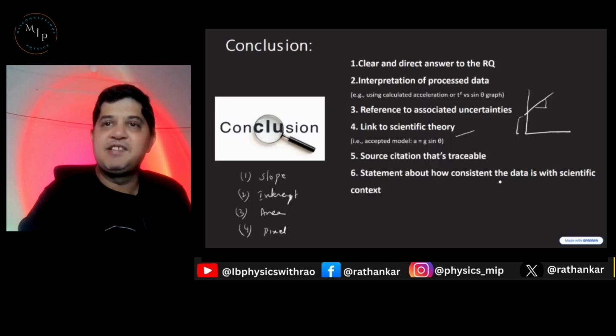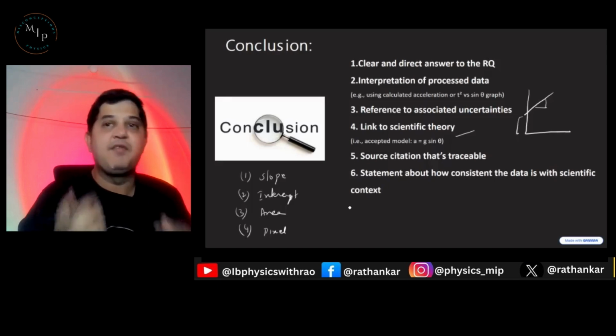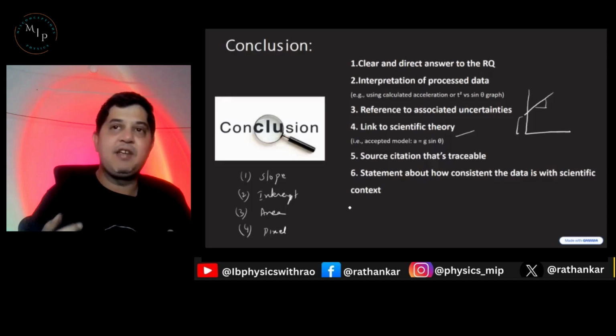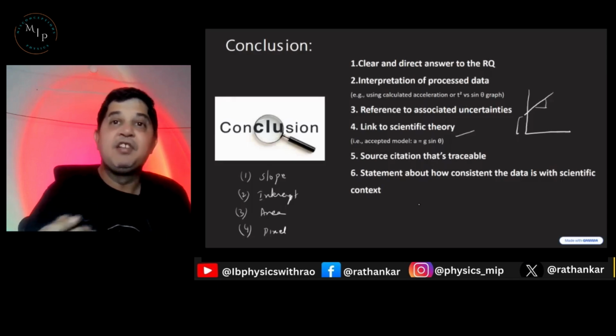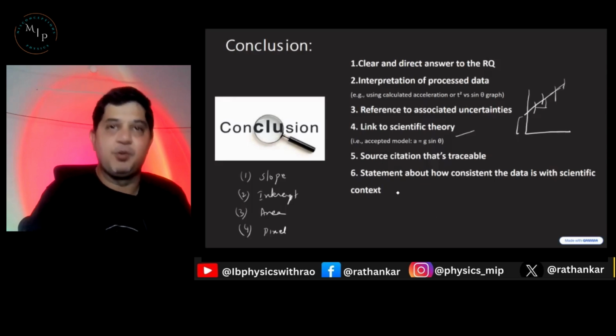Statement about how consistent the data is with scientific context. So is there a systematic error, or is there a random error influencing your data, and is it that every time you are getting the same kind of repetition? So what is it you are getting? You would have got error bars like this. So how is it being distributed? All these things you can talk over here.